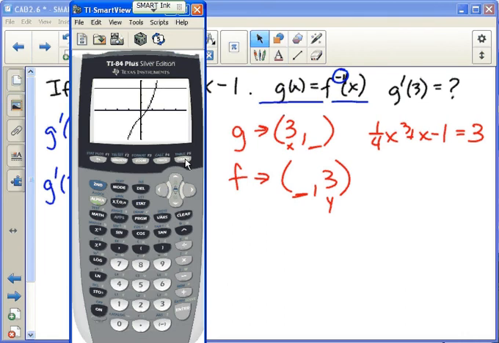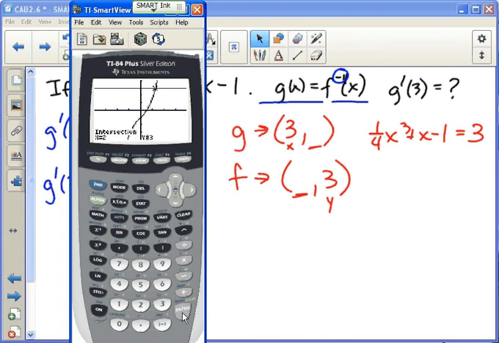So I'm going to go to second calc, and I'm going to go down to number 5, which says intersect. This will help me find out where these two meet. When it asks for first curve, you just move the cursor as close as you can to where the two of them meet. Okay, and then you hit enter. Second curve, do the same thing. Make sure it's close to where they meet. Hit enter, and just hit enter again. So they meet at 2, 3.